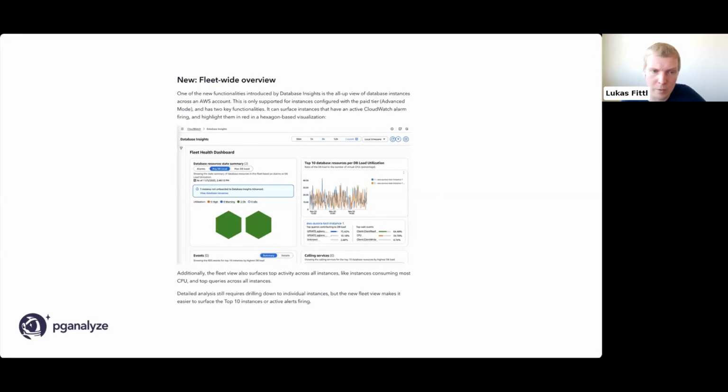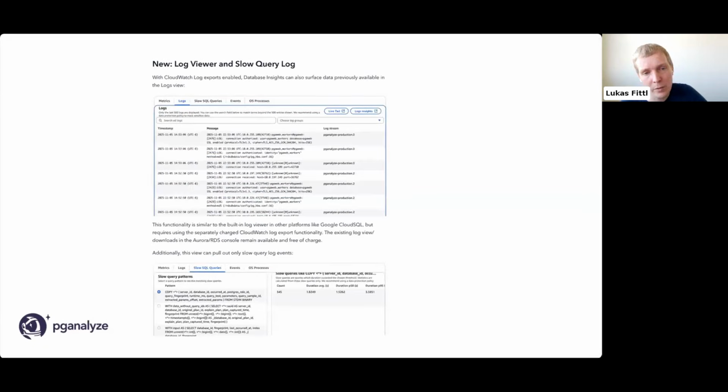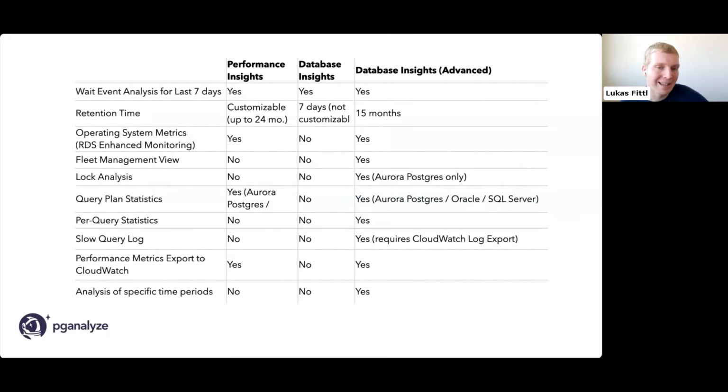There are a couple of interesting features in Database Insights. If you enable the advanced mode, it has a fleet-wide overview. That's pretty cool. They also now pull in the logs. This does require CloudWatch logs, but if you just want to have more log information at a glance, that's now in Database Insights. And then they've made a bunch of changes that I think are a little bit hard to reason about. So let me walk you through them for a moment.